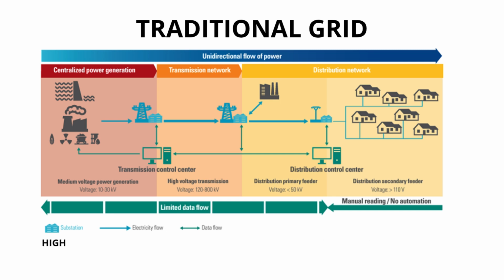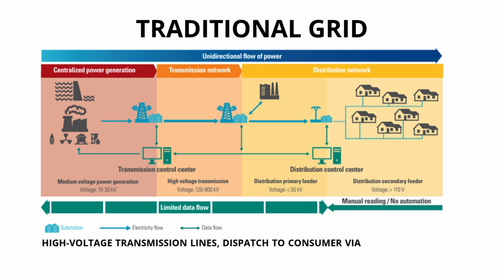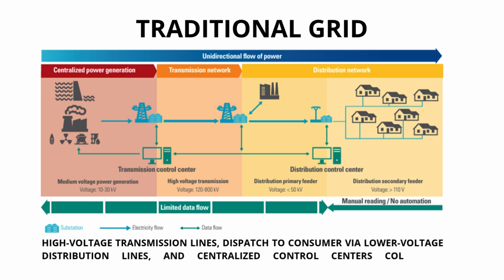Power flowed mainly one way, from those big generators onto high-voltage transmission lines, stepped down to lower-voltage distribution lines, and finally into homes and businesses. You can picture it like a one-way highway system for electricity. Big source, many destinations.